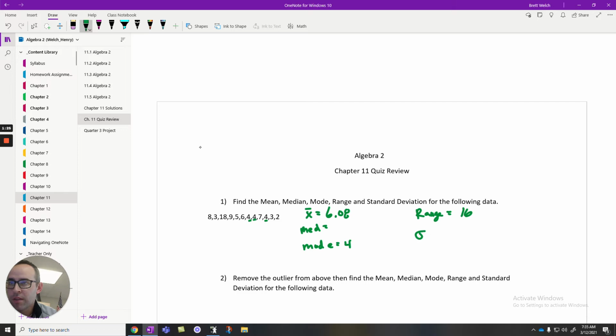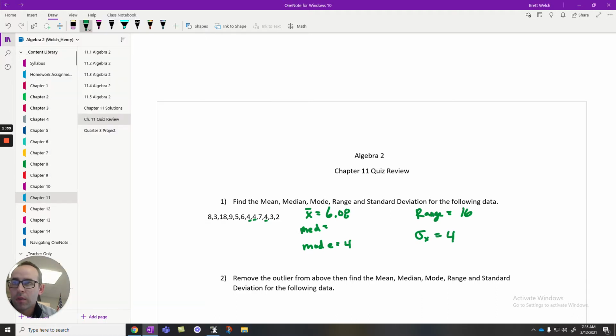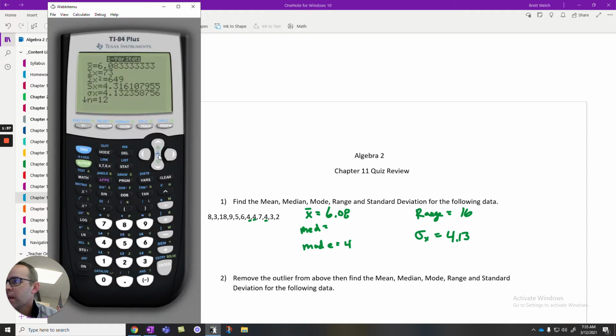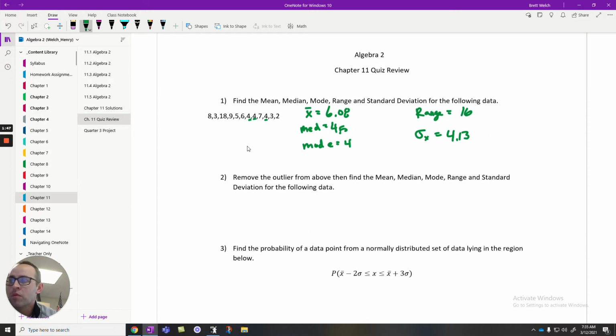And my standard deviation should be on this first page here, 4.13. Now I want to find the median. That's just down a little bit. Median would be 4.5. Now I'm going to do the exact same thing by removing the outlier.